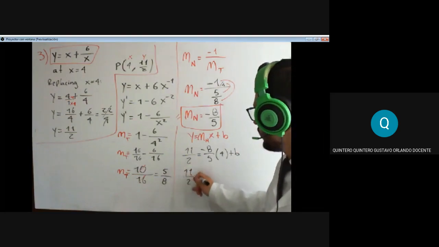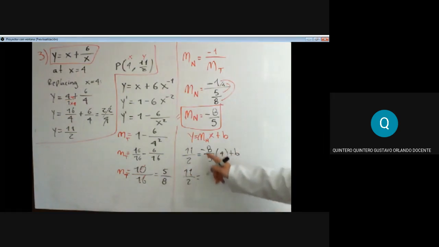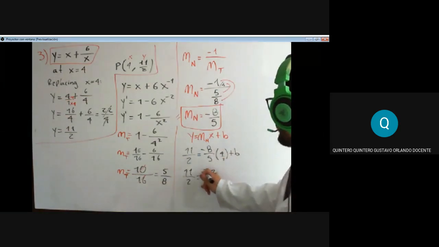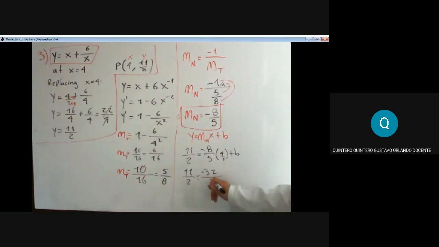11 over 2 will be equal to, by multiplying these fractions, all I have to do is put a 1 down and multiply numerator with numerator and denominator with denominator. Negative 8 by 4 is negative 32, and then 5 by 1 will be 5. This is plus b. To isolate, pass the negative 32 over 5 to the other side to subtract, but in this case it will be to add because of this negative.